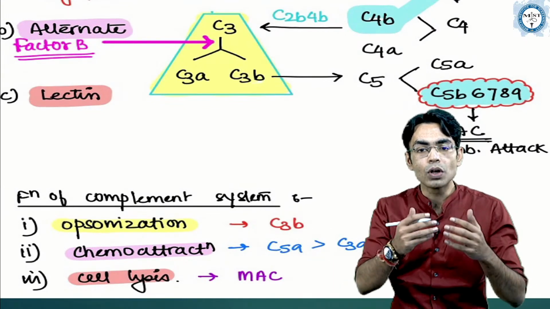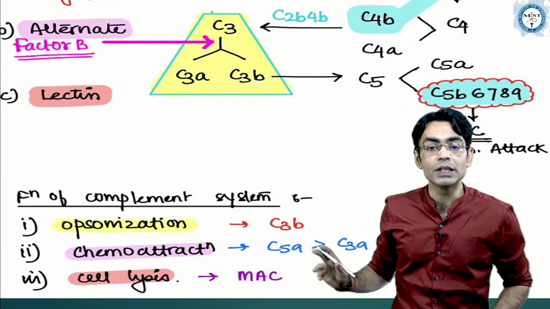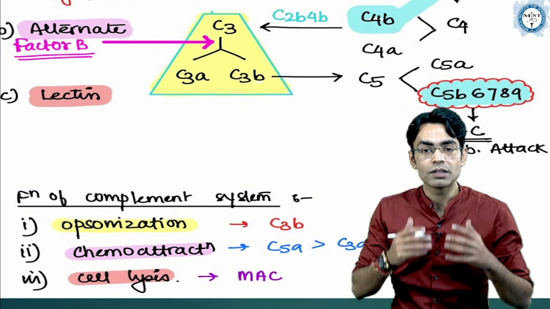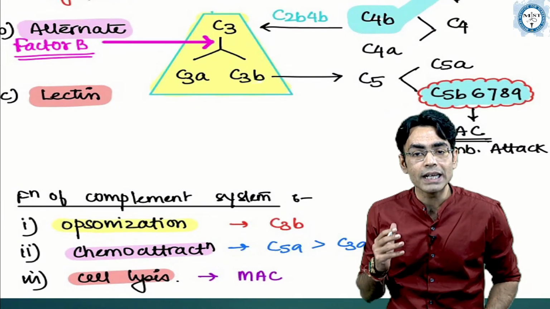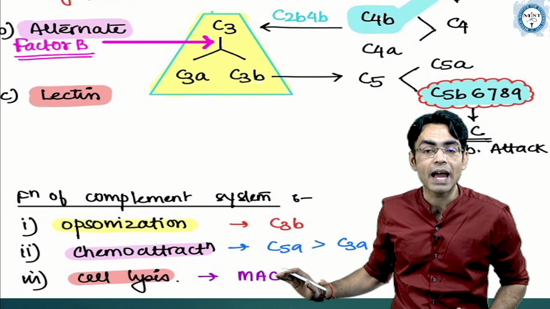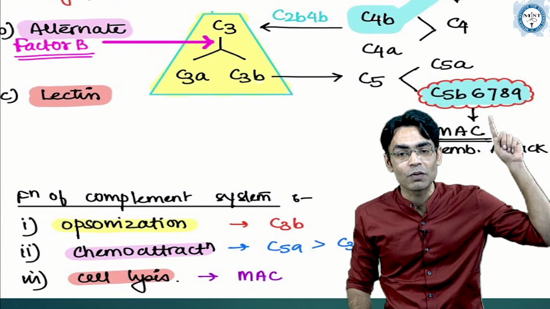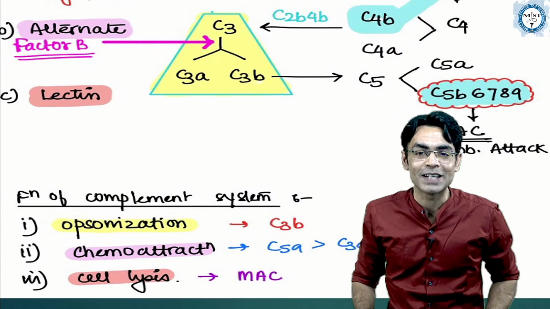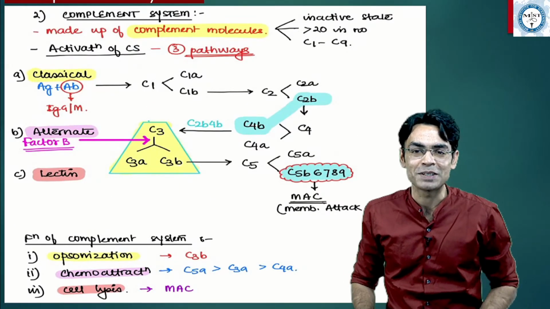Chemoattraction, when you have to call your WBCs towards the site of injury, so then you need some anaphylotoxins, some molecules which can attract those WBCs. So for chemoattraction, we need this complement system, and cell lysis with the help of MAC. Now this MAC is membrane attack complex, and it is this particular product which you are seeing, C5b6789. Okay, so this is what the complement system is.